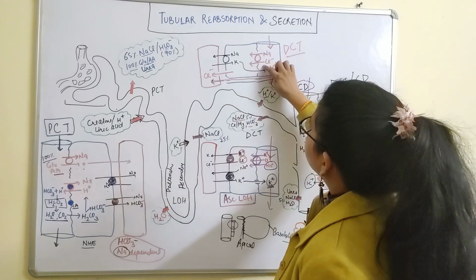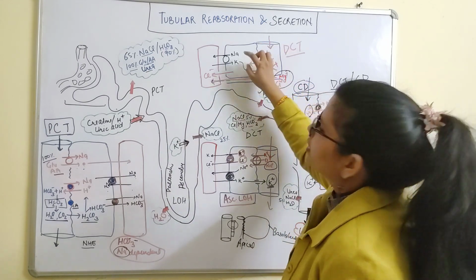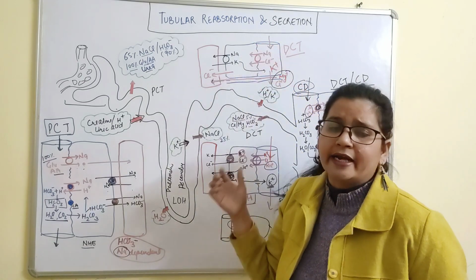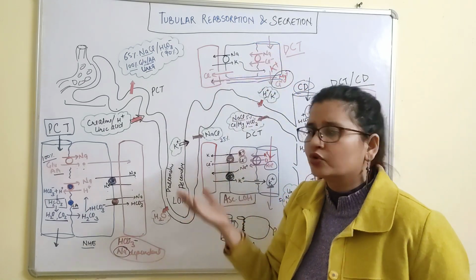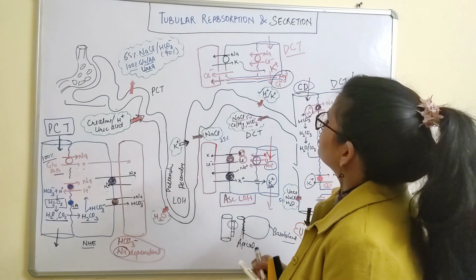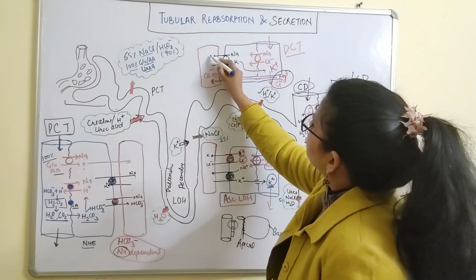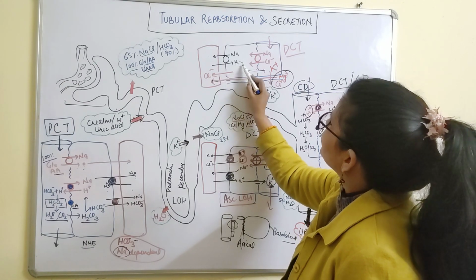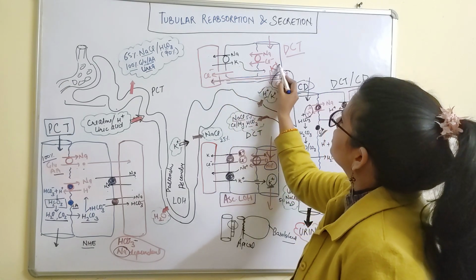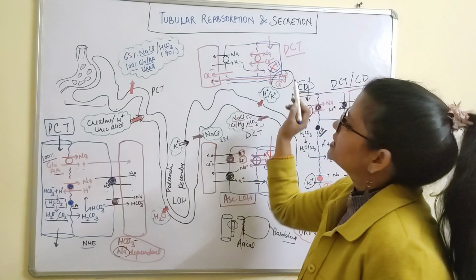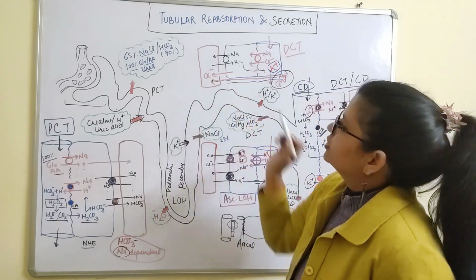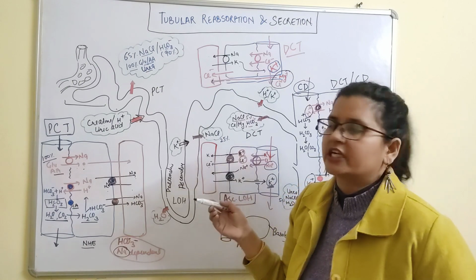So we have a sodium chloride symporter here, and sodium and chloride enter into the cell. And again on the basolateral side, what will be there? The sodium potassium pump, which pumps this sodium into the blood vessels, and the potassium which comes into the cell in exchange is secreted into the lumen. So this is called potassium secretion. Fine. And chloride enters into the blood via leaky channels.